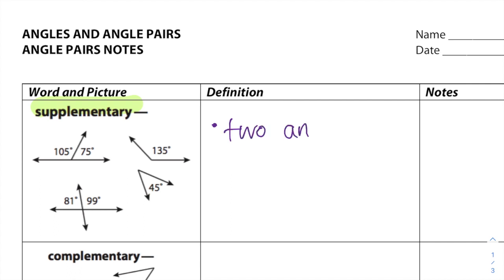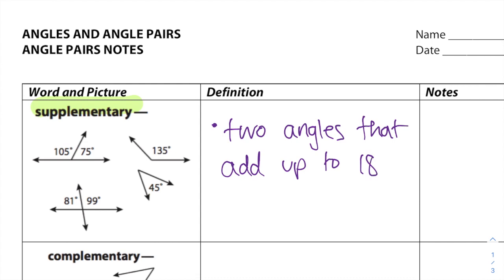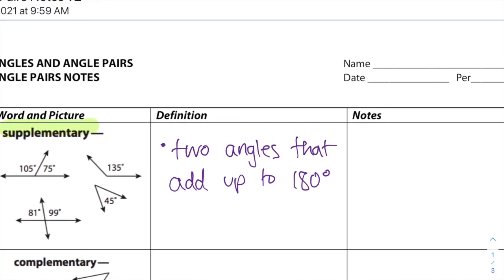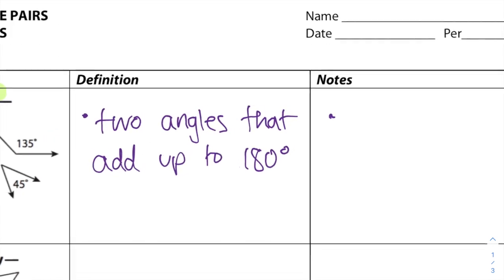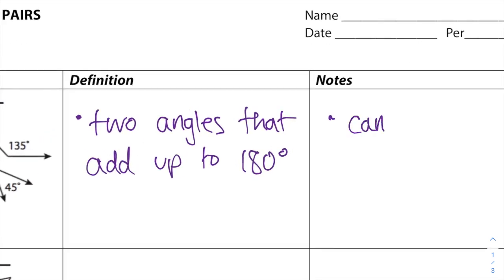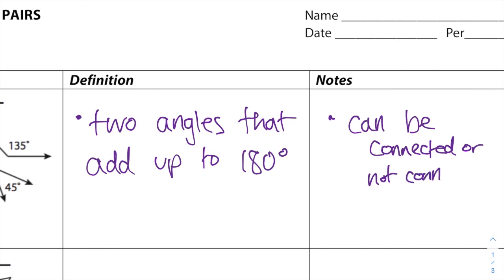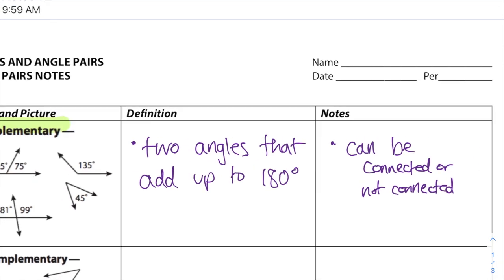Two angles that add up to 180 degrees. And just some quick notes about that. They can be connected like this, but they don't have to be connected. So I'm going to write that they can be connected or not connected. Doesn't really matter if they're connected or not. All that matters is that they add up to 180 degrees.